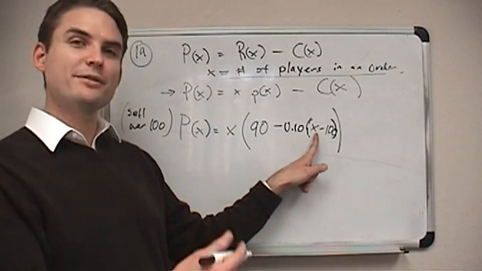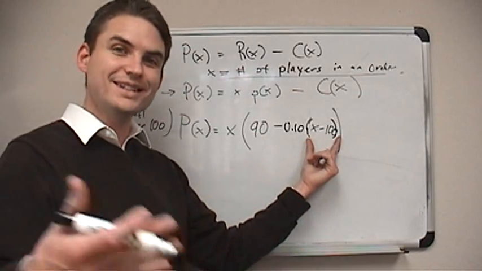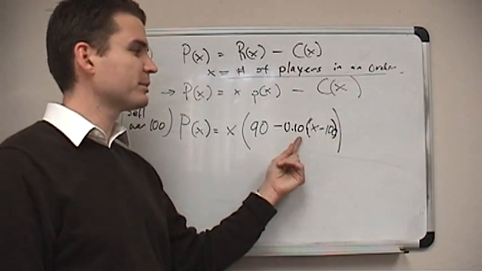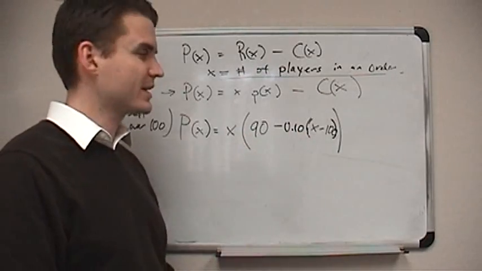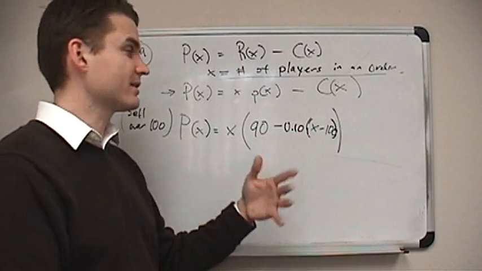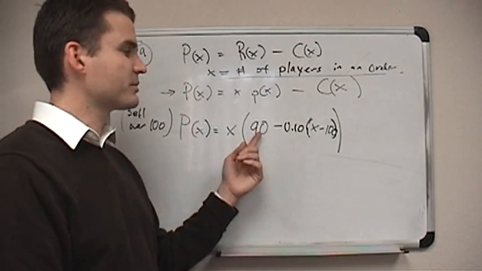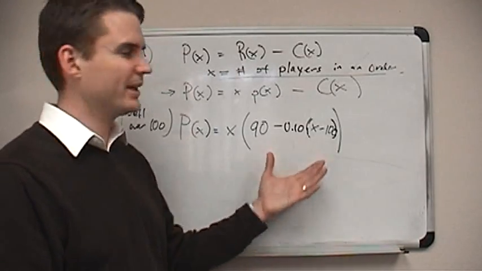So if you sold 105 units, I would subtract 100 from that. So I've sold 5 units in excess of 100. I would multiply that by 10 cents, and I would subtract that amount from $90. So if I sold 105 units, I would take 5 times 10 cents, 50 cents, and subtract that. So I'd get $89.50 per unit. It's the most complicated part of this problem.